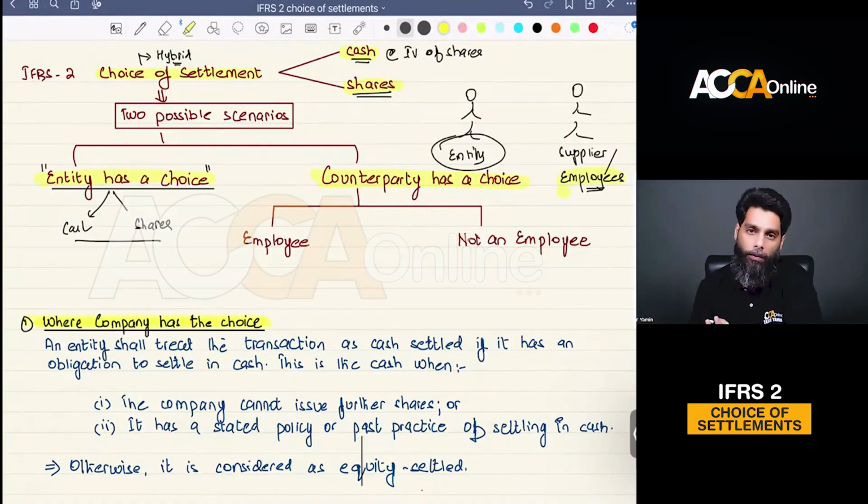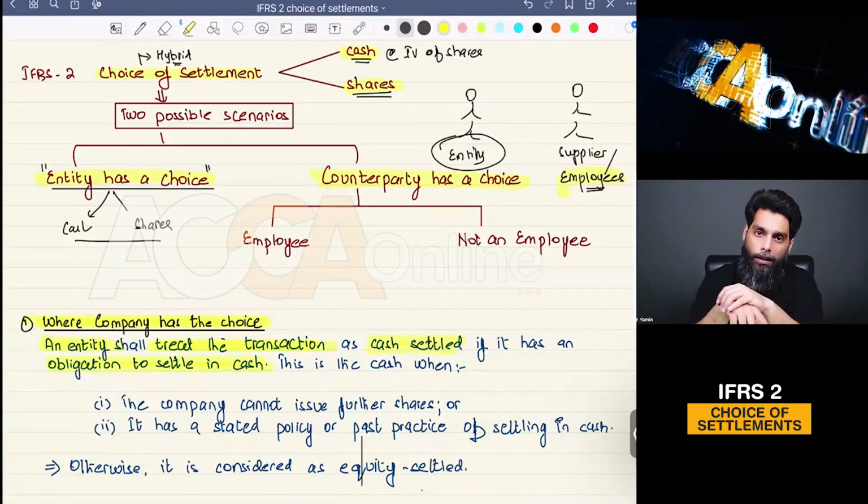Now remember, according to IFRS 2, if an entity has the choice, then the entity shall treat the transaction as cash settled if it has an obligation to settle in cash. Whenever you go through accounting standards, they work within a mechanism of preference. Sir, what do you mean by that? IFRS 2 wants to be prudent. So the first condition IFRS 2 gave is that whenever the entity has a choice, the entity should account for that transaction as a cash settled share-based payment transaction.